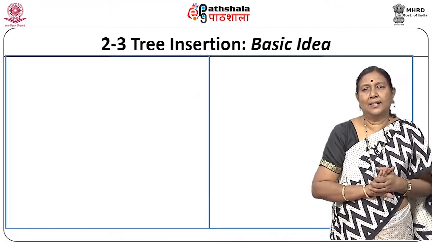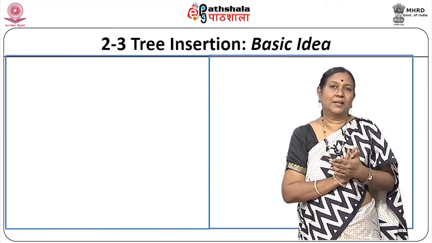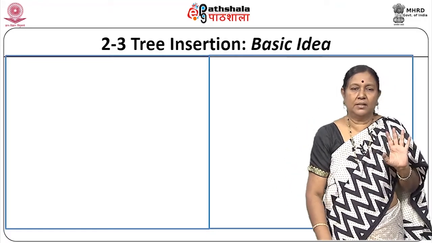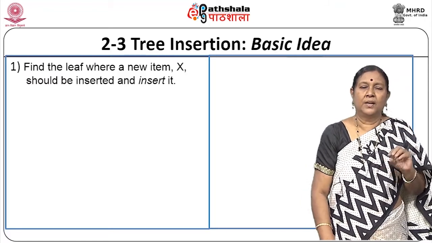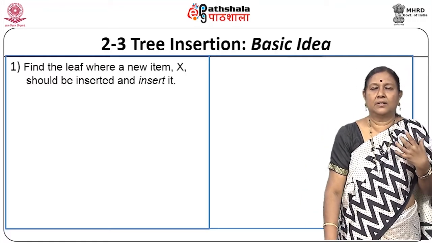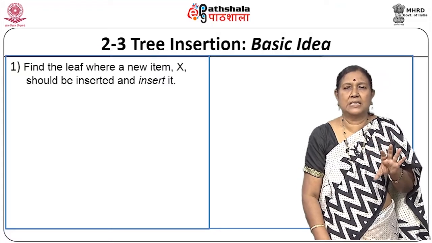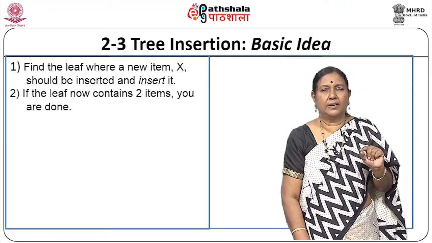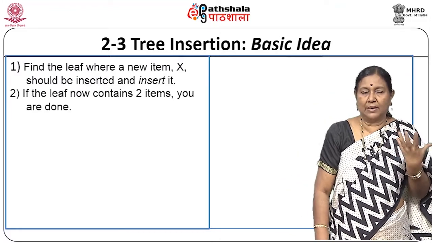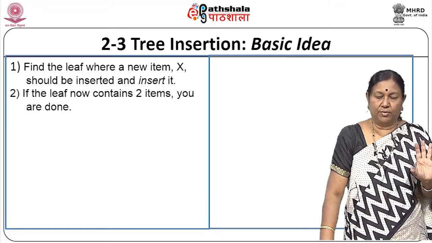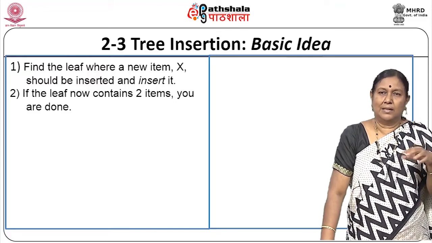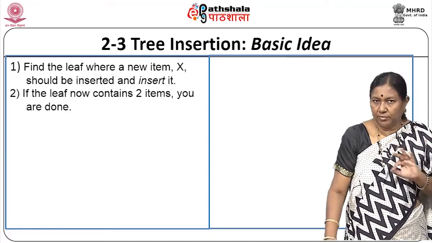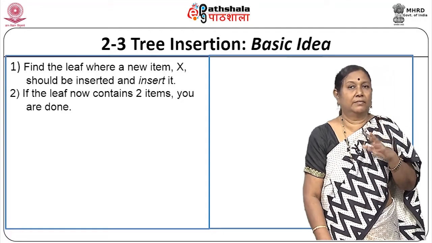Now, let us look at insertion. It has to maintain the property of a 2-3 tree, it has to be balanced, it is a search tree. So, all those have to be done. Let us look at the basic idea. The basic idea is to find a leaf where a new item x should be inserted and insert it. You always insert at the leaf, that you have to know. So, find where you have to insert depending on the search property, and if after insertion the leaf contains only 2 items, you have to do nothing else, you are done.